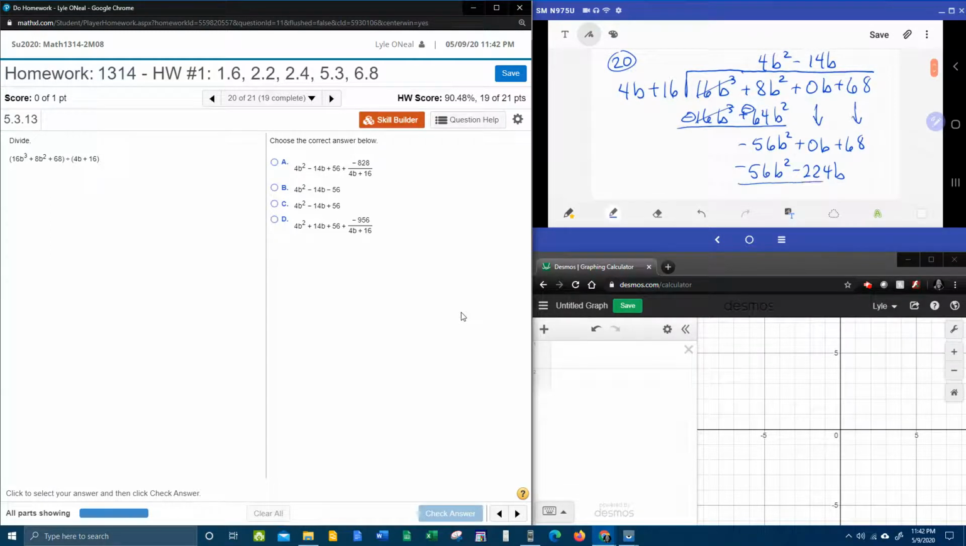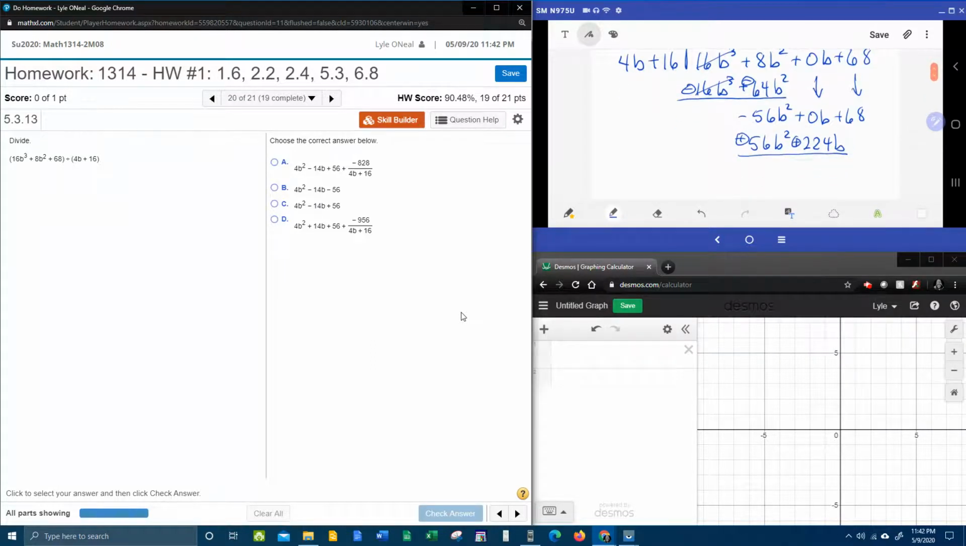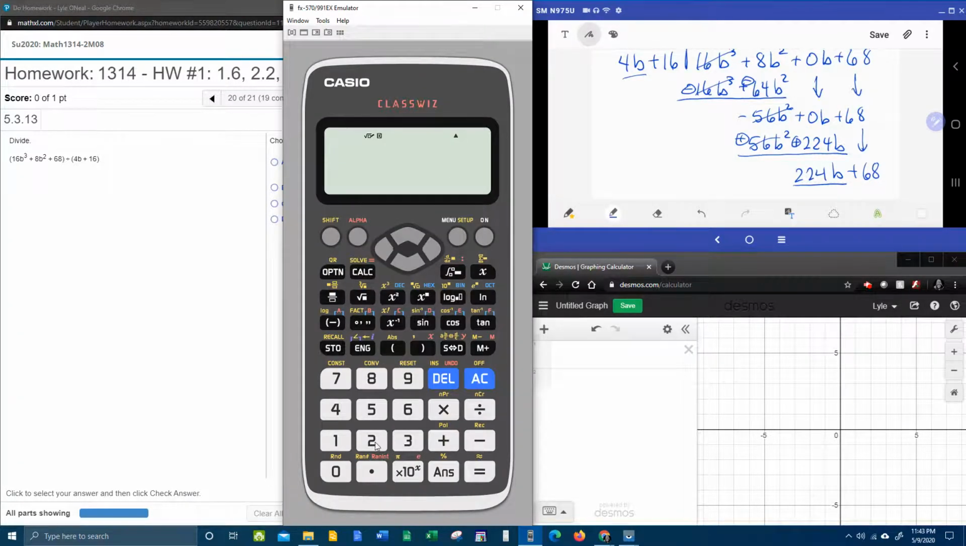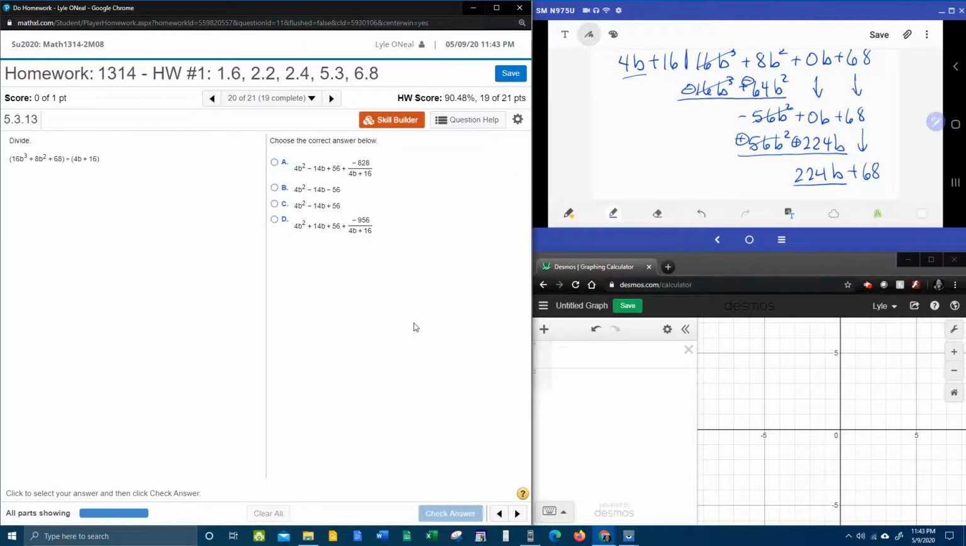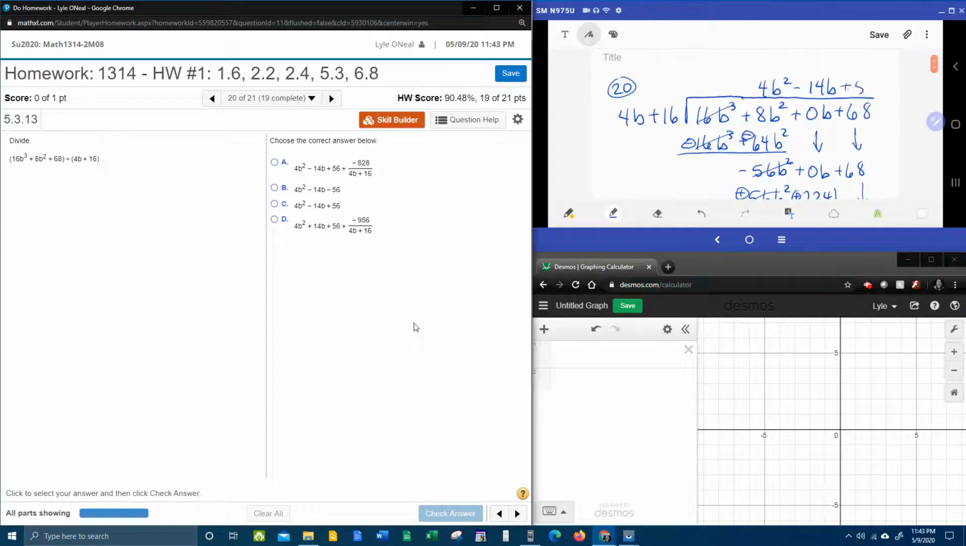All right, next step, draw the line, change the signs, and then combine. The b squareds are going to cancel. 0 plus 224, that is a 224b, plus 68 comes down. And then we're going to rinse and repeat one more time. We need to know what is 224b divided by 4b. All right, pulling our calculator up again. We want to know what is 224 divided by 4? 56. And we're going to need a plus 56.